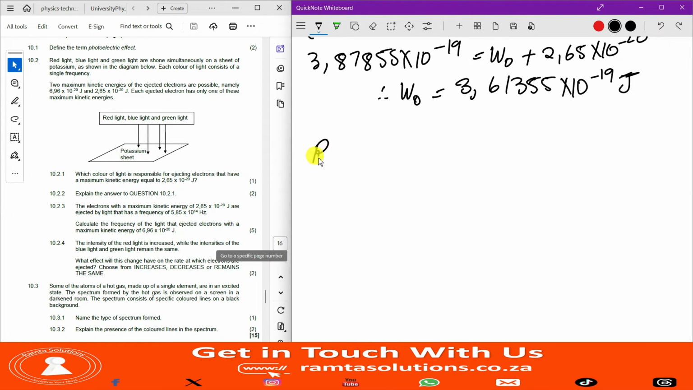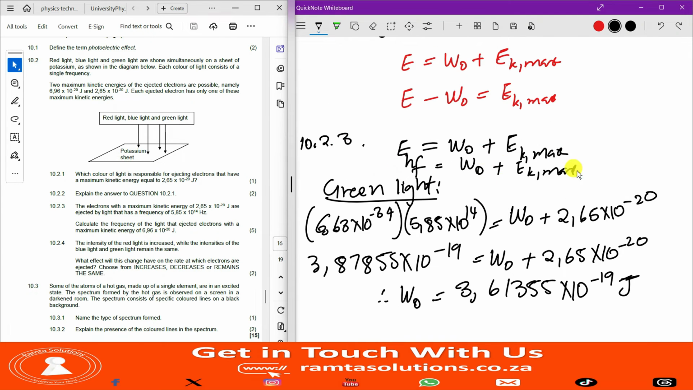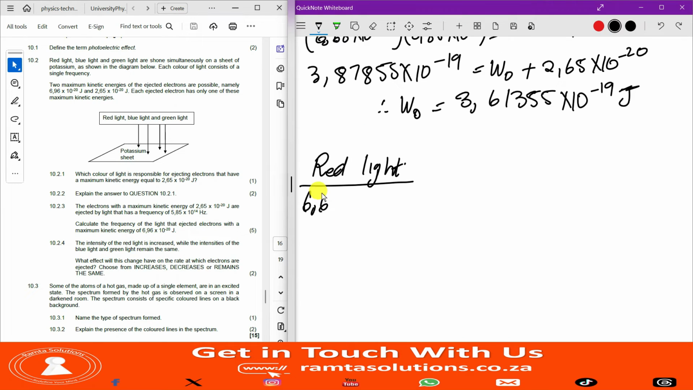Now we are going to the red light. Hence, this question is 5 marks. Again, what do we say with the red light? They said we must calculate the frequency of light that ejected these electrons that brought us this kinetic energy. So we have the frequency unknown. So let's see. What do we say? We'll say this is 6,63 times 10 to the negative 34. Remember, guys, this is coming from this equation.